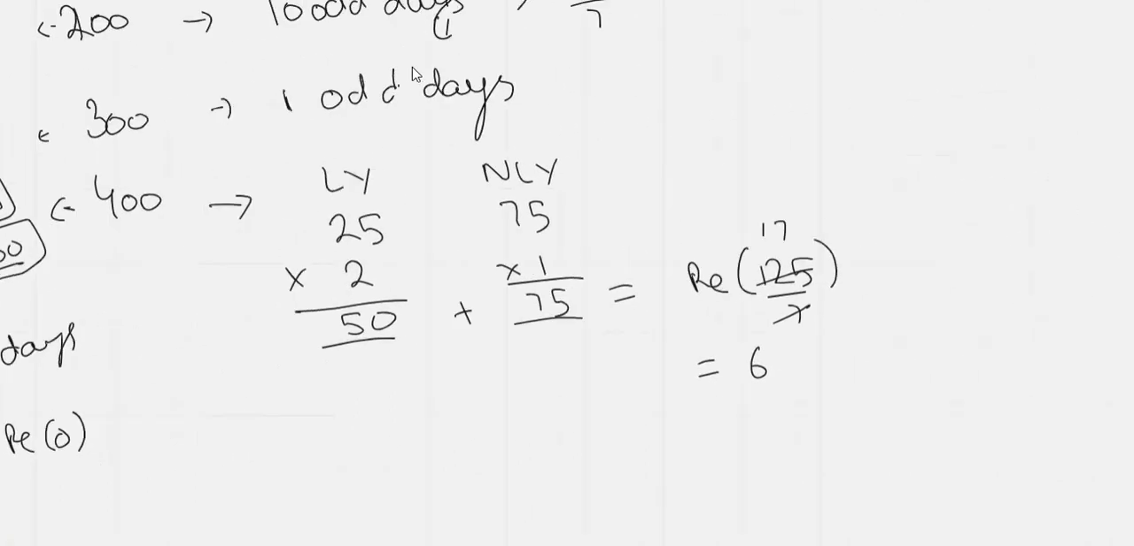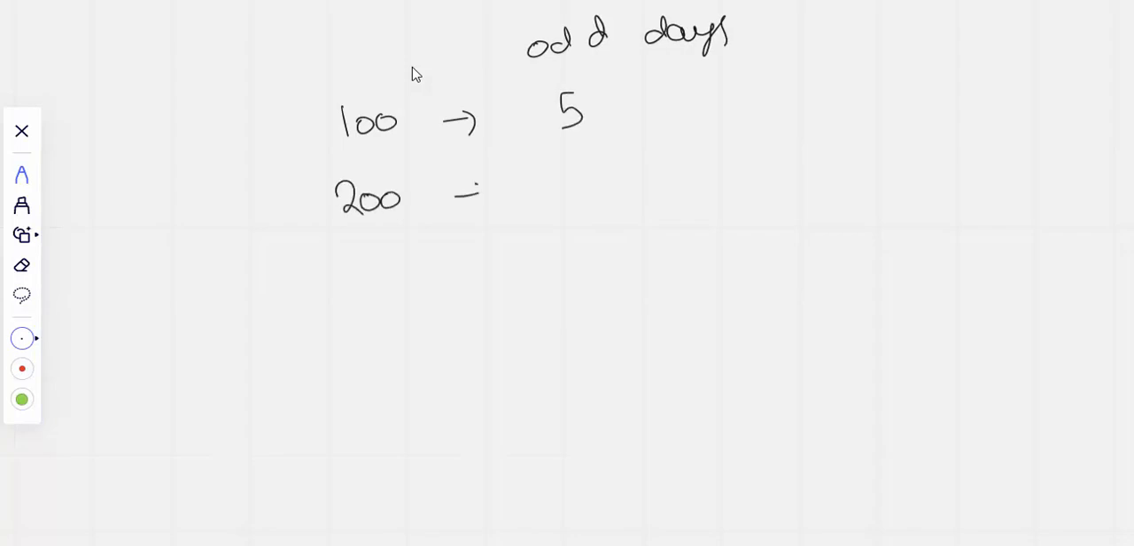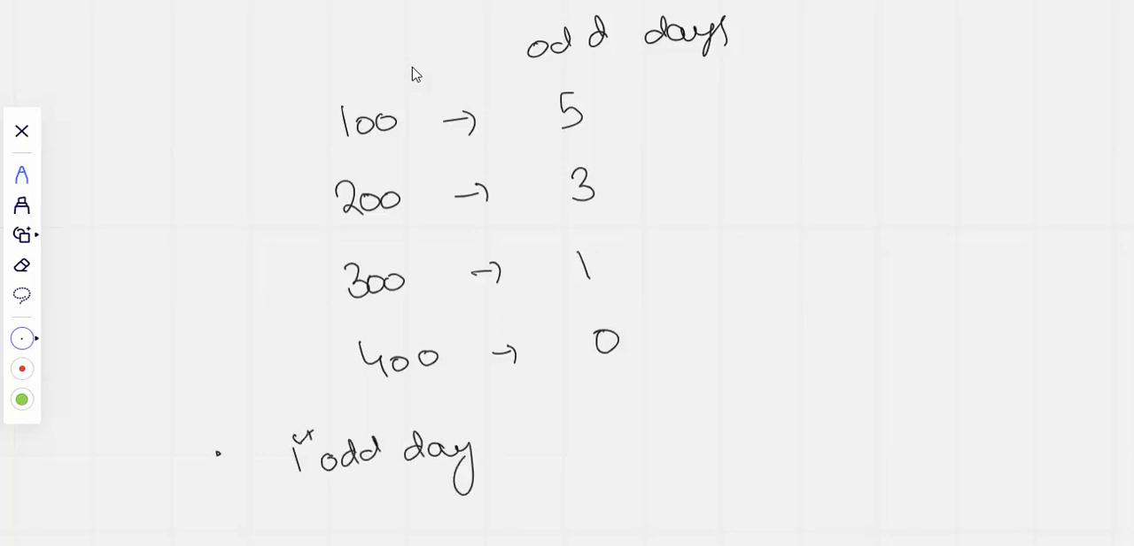So if I summarize again, for the first 100 years, the number of odd days will be 5. For the first 200 years, the number of odd days will be 3. For the first 300 years, the number of odd days will be 1. And for the first 400 years, the number of odd days again becomes 0. Now, one more rule: the first odd day, we are defining it as a Monday. Okay, now the concept is complete, we'll try to solve the problem.